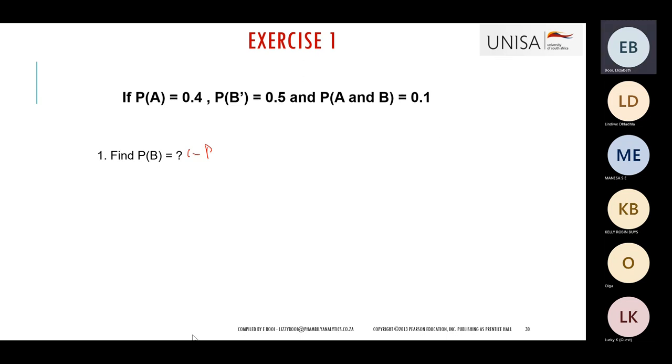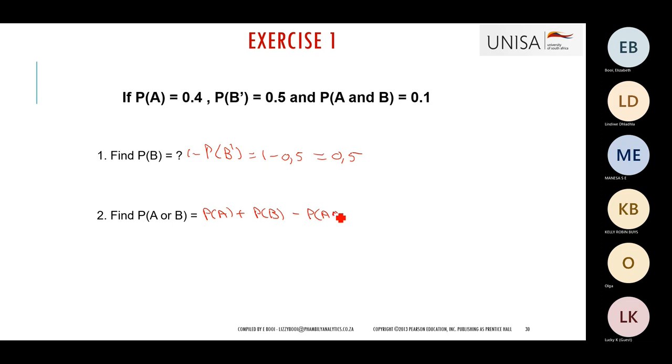We do have the answer. The probability of B is 1 minus the complement of B, which is 1 minus 0.5, which is 0.5. That is the probability of B. So how do we find the probability of A or B? That is the probability of A plus the probability of B minus the probability of A and B.